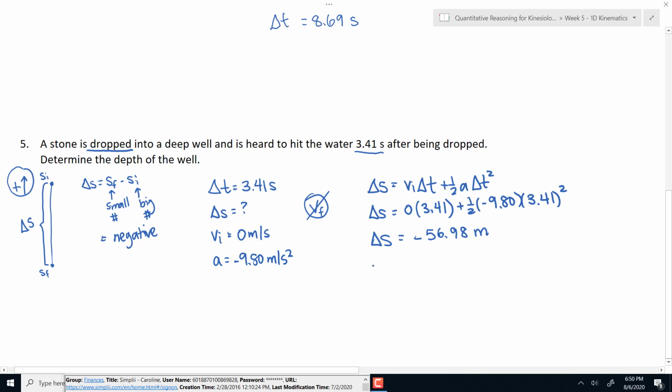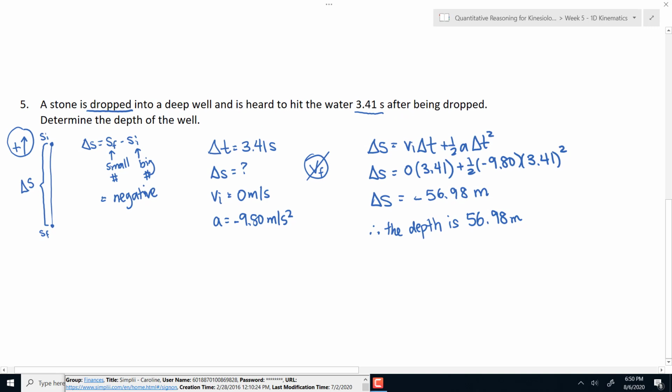So I'm going to just write it out as a sentence. Therefore, the depth is 56.98 meters. And that's it.